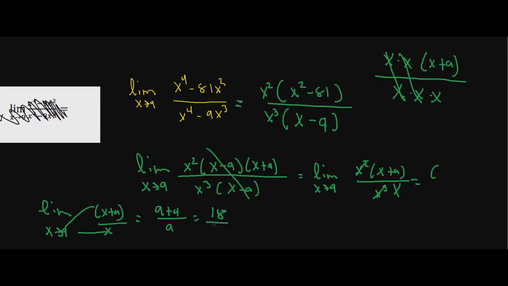So I'm going to get 18 divided by 9, which indeed gives me 2. Okay, so it was a pretty lengthy problem, but I went through a lot of steps, right? So we can finally conclude that the limit as x approaches 9 of (x^4 - 81x^2) divided by (x^4 - 9x^3) is equal to 2. And that's it.